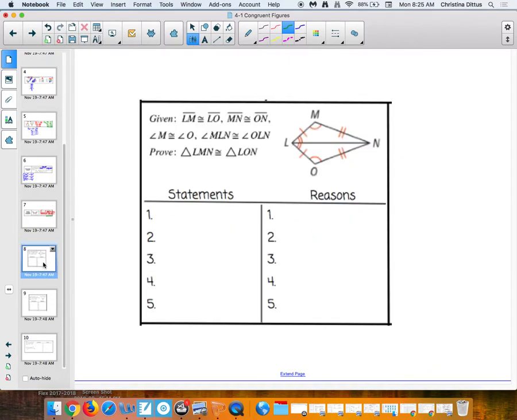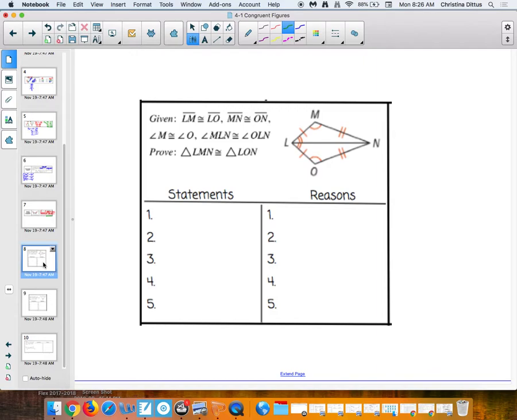Are you ready for our first proof? The first line of every single proof, you should always get 100% correct because it's the same reasoning every time. Every time we start a proof, you're going to repeat your given.